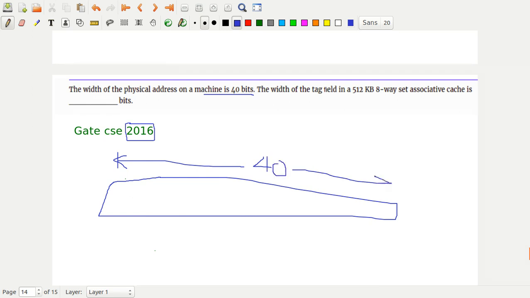Now the next information which is given in the question is the width of tag field in 512 KB 8-way set associative cache is blank width. So width of tag fields we have to find, and the cache is set associative cache. So in set associative cache we logically divide the address into three fields. One field is tag, and one field is number of sets, and one field is offset.